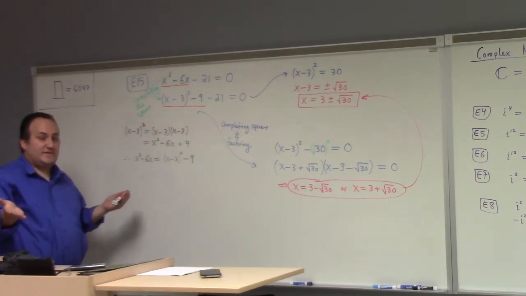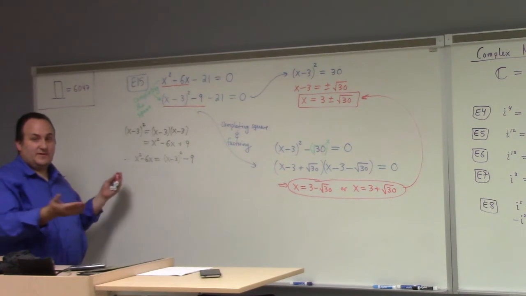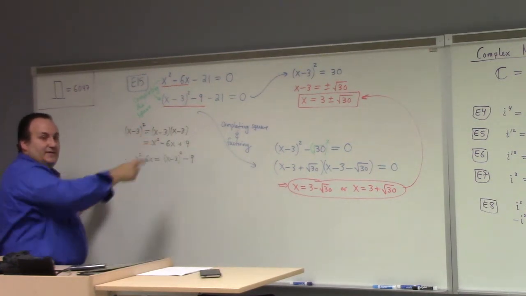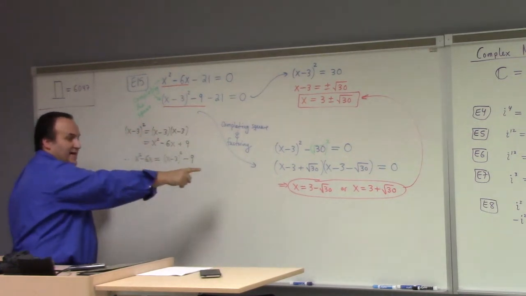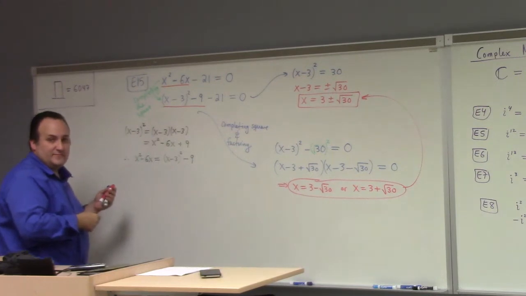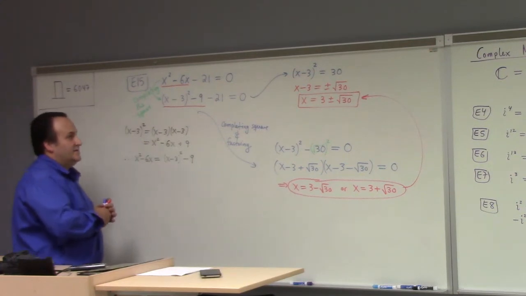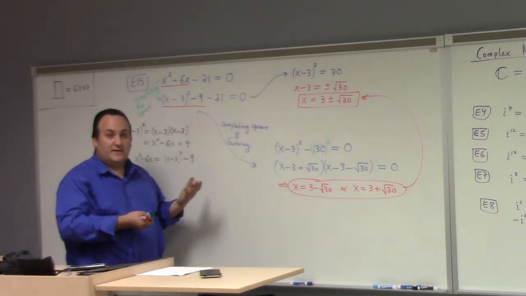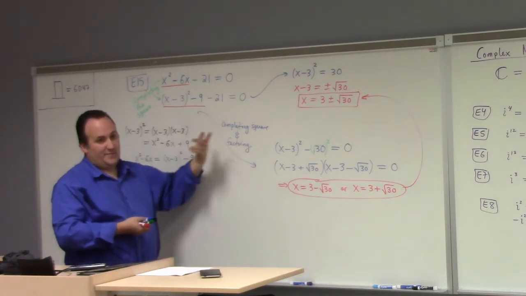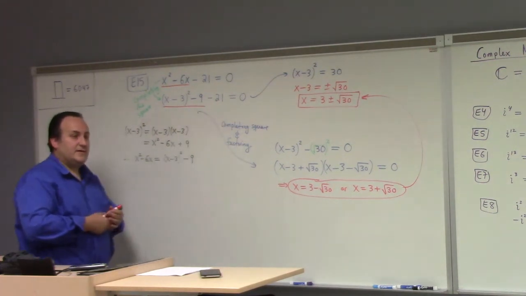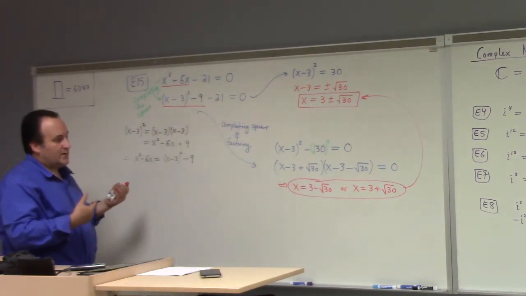Now, which is the better path for you? You complete the square with the square root property, or you complete the square with factoring. It's kind of up to you on a given problem. If it just says complete the square, as long as you complete the square and show your work, if you go this path or that path, I would count it correct.